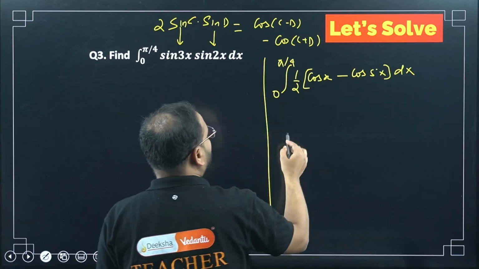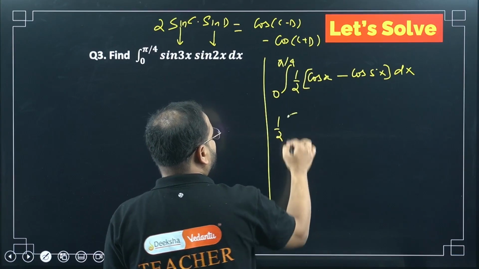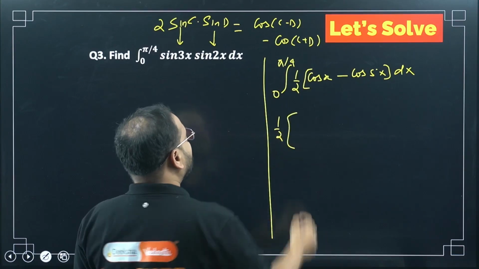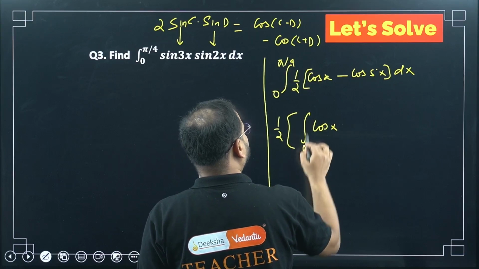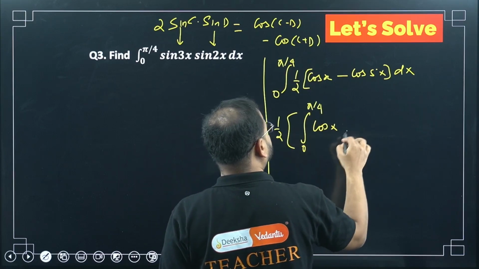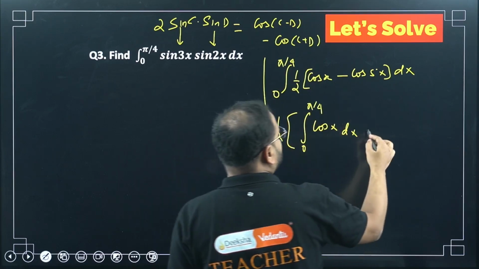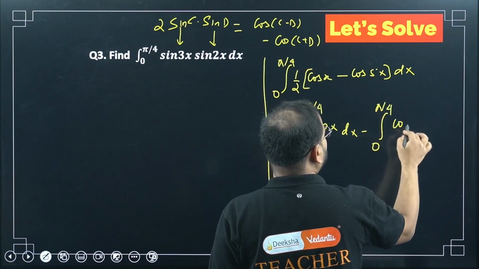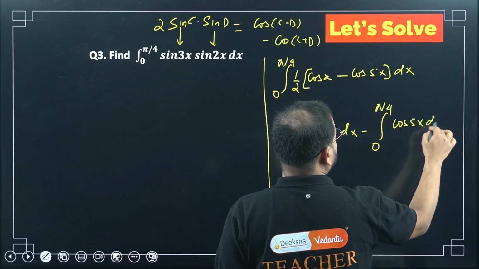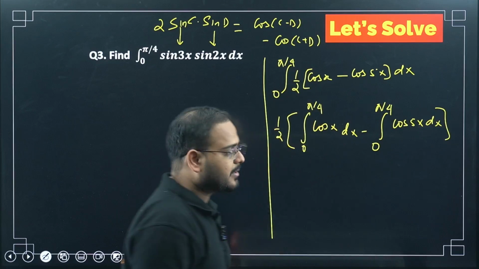Separate the integration for both the terms. I can take 1 by 2 outside because that's a constant. Integrate simply cos x from this limit. Next step, take a minus sign, integrate again the same thing in the same limit, but this time cos 5x is there. Close the bracket.